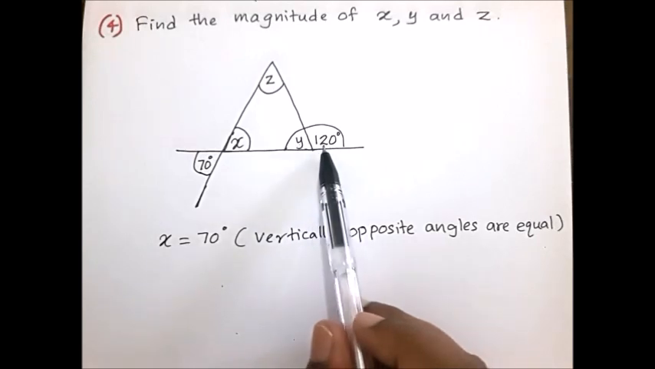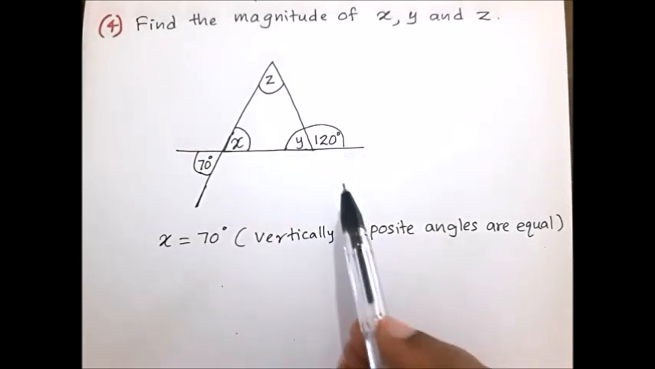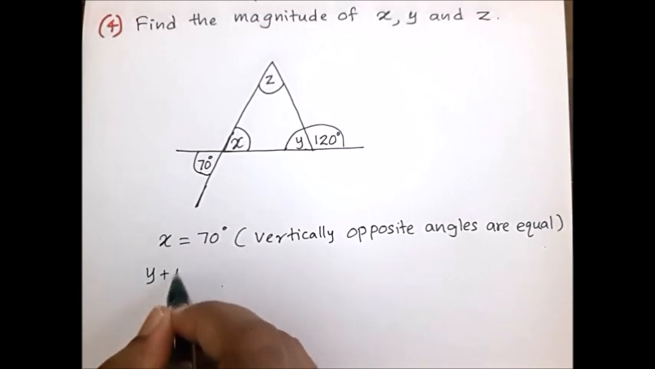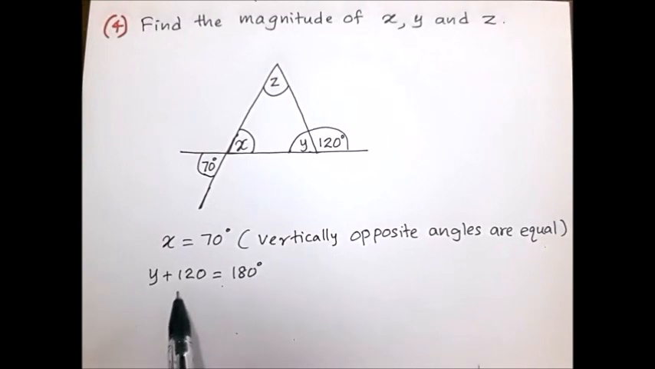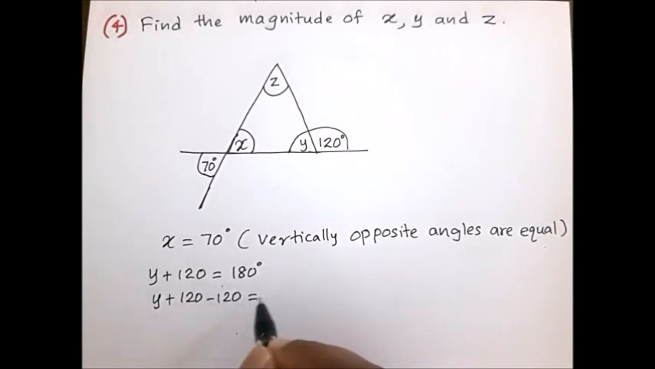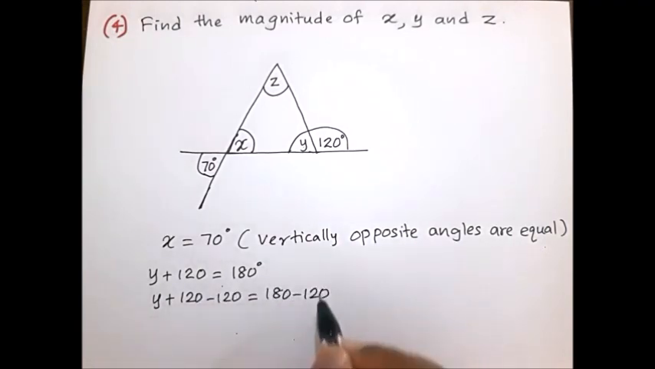y plus 120 is equal to 180 degrees. So how can you find the value of y? You have to subtract 120 from both sides. y plus 120 minus 120, then 180 minus 120. Plus 120 and minus 120 cancel. 180 minus 120 is 60 degrees.